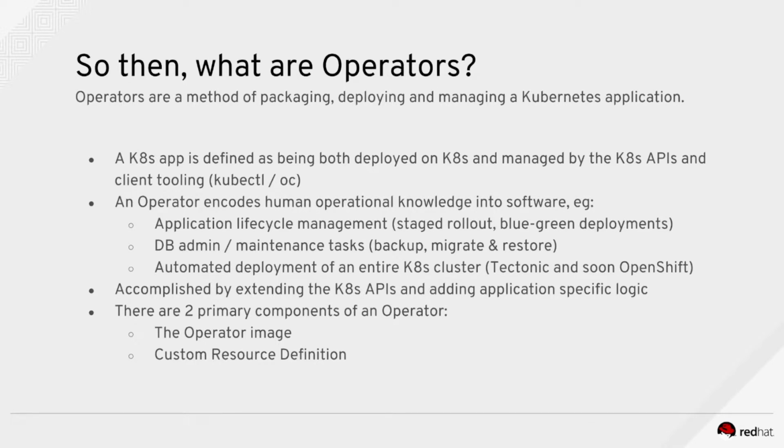This is all accomplished by basically extending the Kubernetes APIs and adding in their application-specific logic. There are two primary components of an operator. The operator image itself, which contains the Go code and all the logic therein, the brains of the operator, and the custom resource definitions, which register with the cluster the type of custom resource that the operator is consuming.